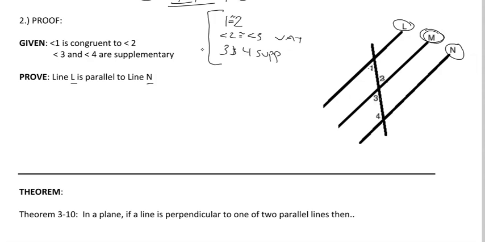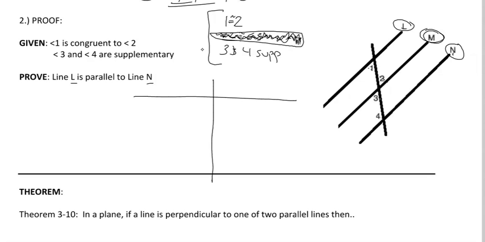So it seems like we would be able to then show that L is parallel to N by the transitive property of parallel lines. Do I even need this? Does that help me at all? Nope. It was cool that it was there, but it didn't help us with the proof. So let's go ahead and write out a proof. I want it to flow nicely.